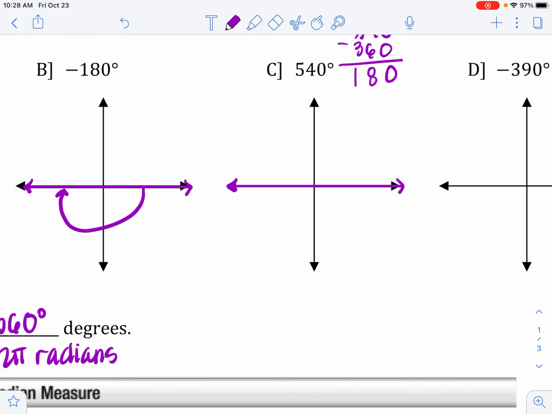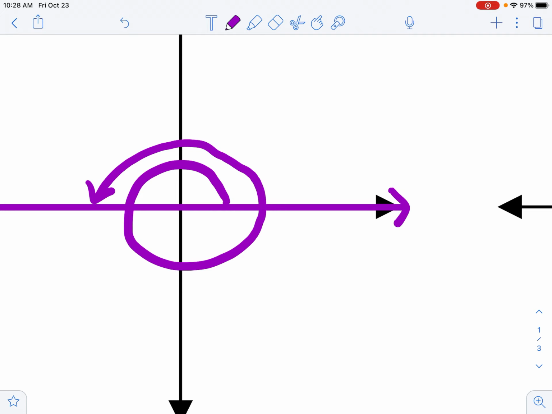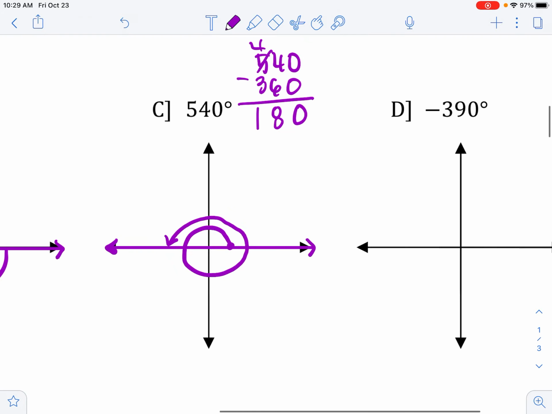But now I have to draw that. I'm not just drawing this, because that's only 180 degrees. I'm going to go 360 degrees, which is that much, and then keep going until I hit 180 degrees more. So here's 360, 90 more, 180 more, and it would stop right there. So that's what 540 degrees looks like. One thing you should realize is that when you start this, it should always be on the positive x-axis. You can't start it at any other axis.